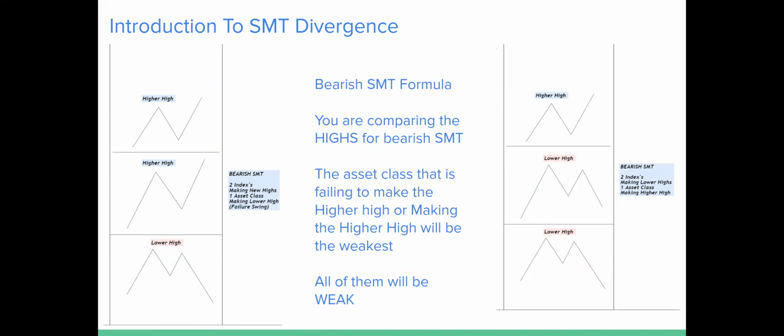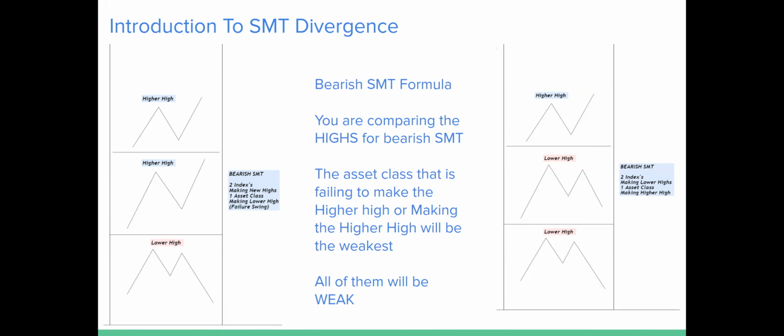So introduction to SMT divergence. Now, on TradingView, you can set your chart up to look like this, where you can compare all of these asset classes together. I do recommend it. I'm sure you can go on YouTube and find out how to do it. It's relatively easy. But in order to see SMT divergence, you need to be looking at all 3 together to see their highs and lows, and you're comparing each one of them.